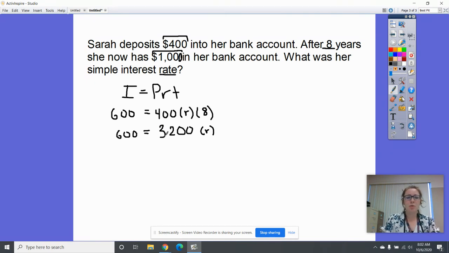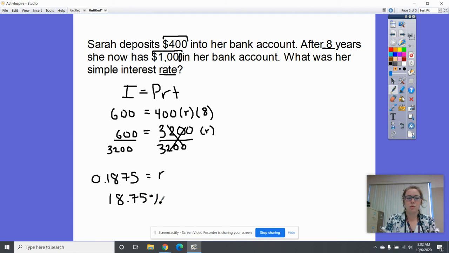Now it's just a one-step equation. I'm going to divide by 3,200 on both sides of my equal sign. And because I divided, that's gone, and I just have r equals 600 divided by 3,200, and that equals 0.1875, so that's 18.75% was her rate. I'm going to be honest, that's like an incredibly high rate. Usually at the bank, it's going to be like 1% or something like that. But there you go. That is simple interest and using the simple interest formula.